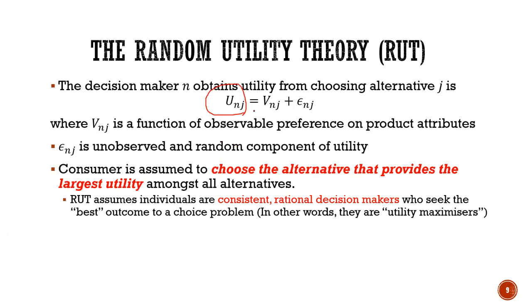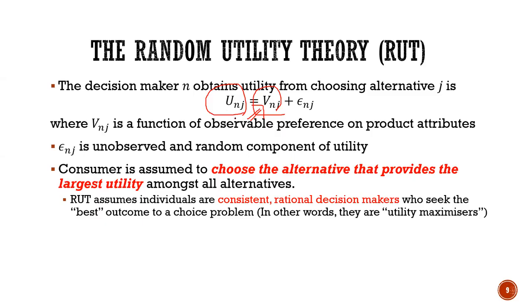And that utility is a function of the observable preferences for those attributes. So consumers are buying products because they have a certain preference for the product attributes. That is why the overall utility for an alternative is higher. So your overall utility for Cadbury's is high because there are some product attributes that you really value when you are making a purchase of Cadbury's chocolates.